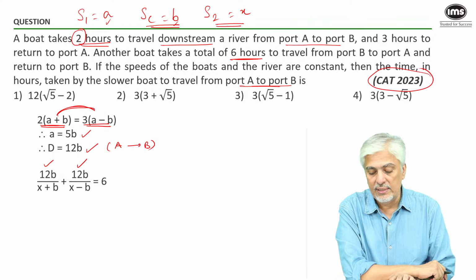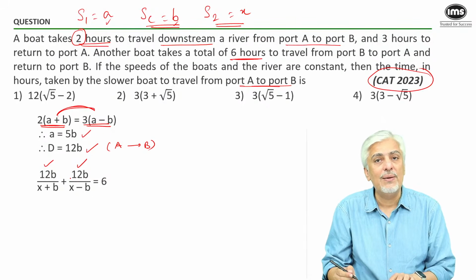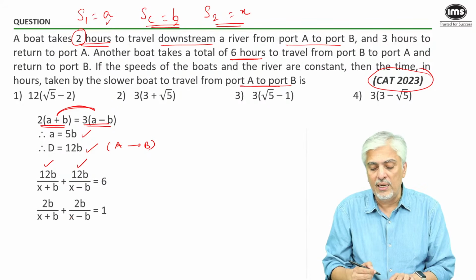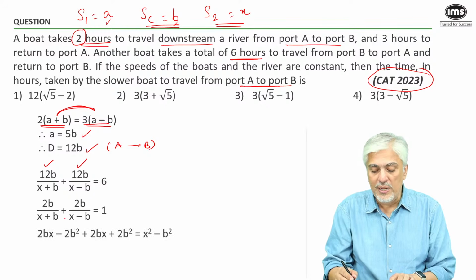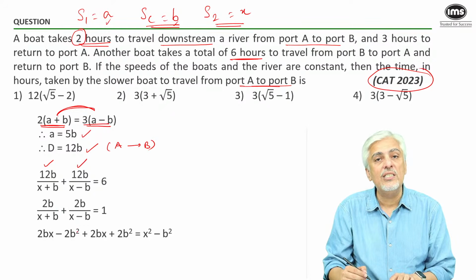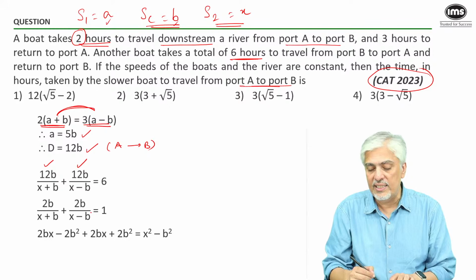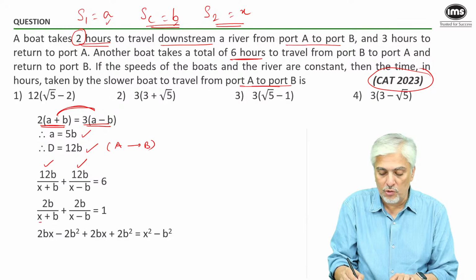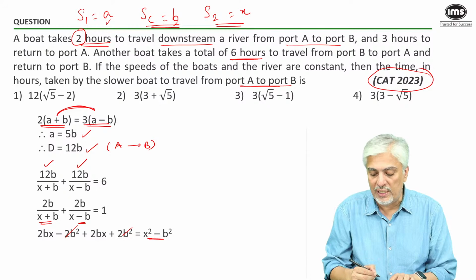Let's solve this. Let's take LCM. So, first I'll just divide by 6. So, I'll get 2B upon X plus B plus 2B upon X minus B is 1. Let's now take LCM. So, I'll get 2BX minus 2B square plus 2BX plus 2B square, and cross multiply the denominator on the other side is equal to X square minus B square. So, if you multiply these two, it will become X square minus B square. So, minus 2B square and plus 2B square will cut out.